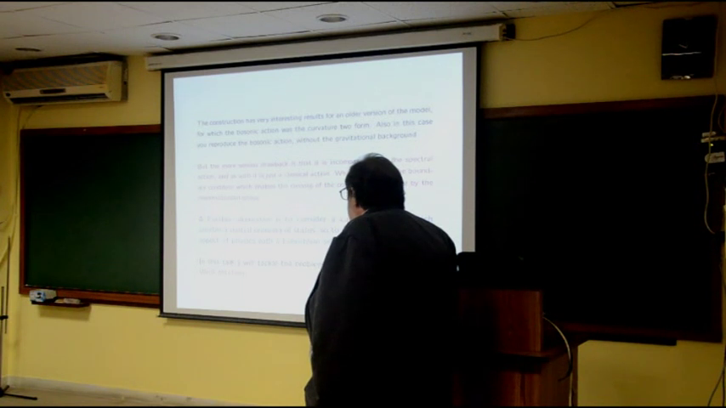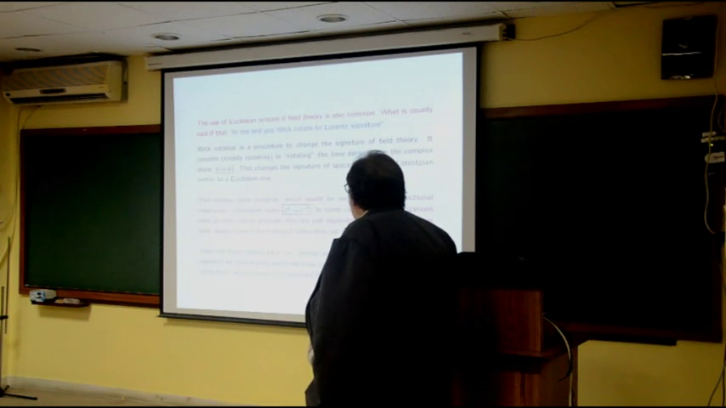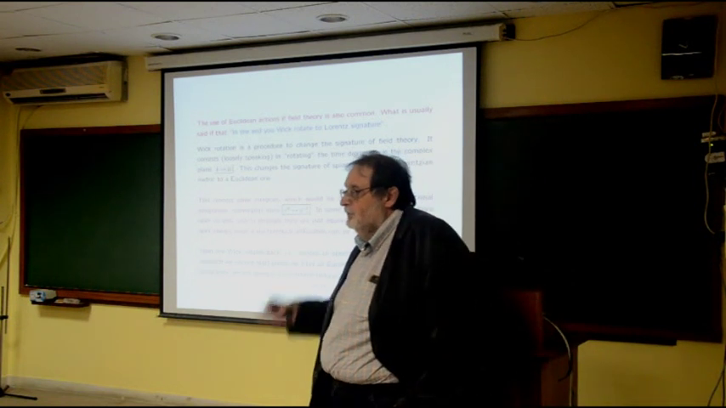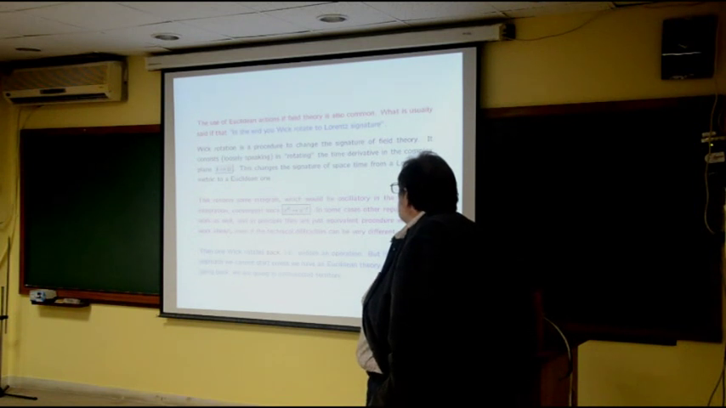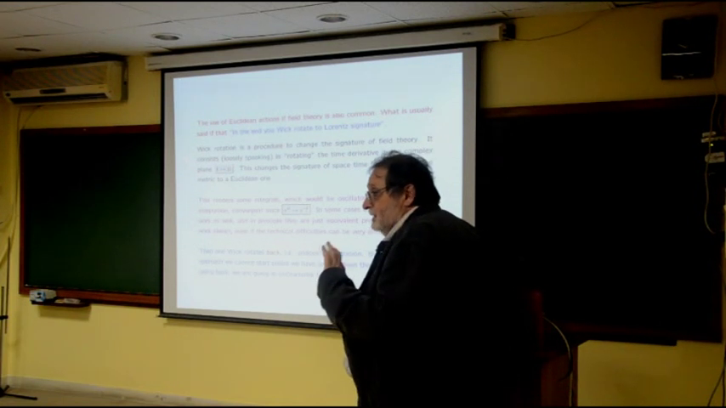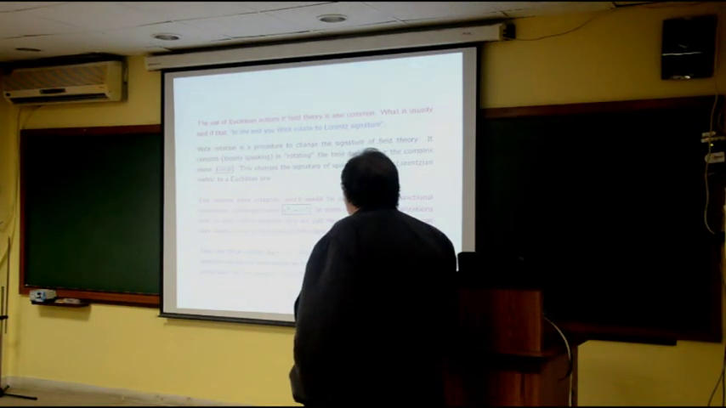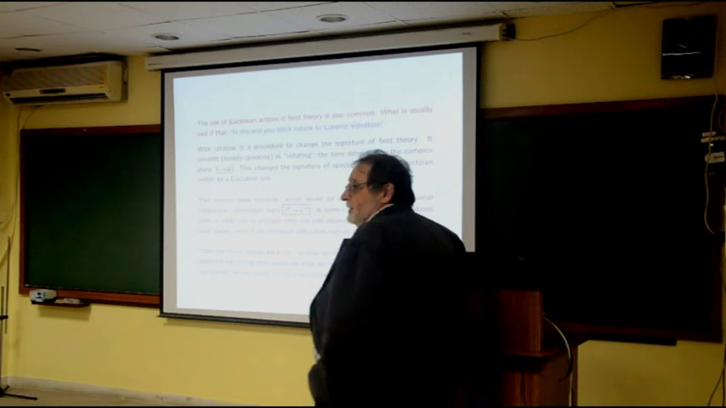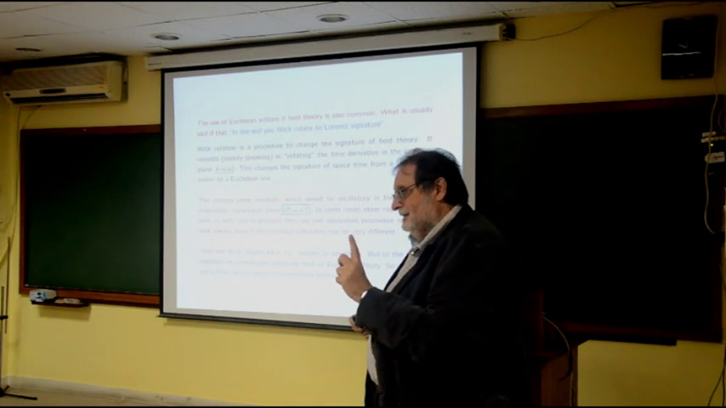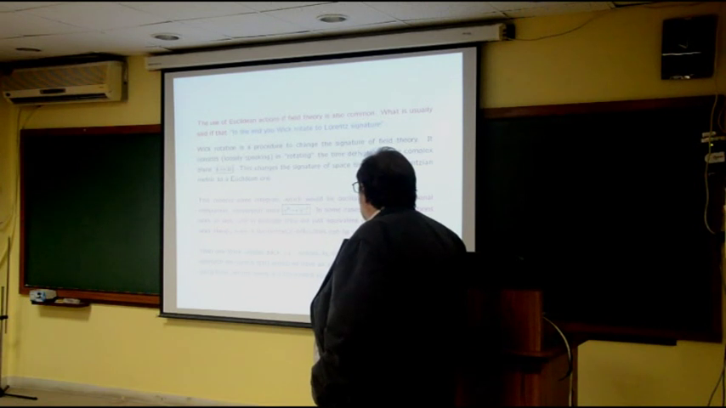So what I will do is what people do when they have a Euclidean theory, which is to Wick rotate. In general, Euclidean actions are used by physicists very often. 't Hooft used it for renormalization. So what one does is a Wick rotation, and the procedure is to change the signature of the field theory. Loosely speaking, and I will be less loose in a little while, you rotate the time derivative in the complex plane, or if you want, you take an analytic continuation and you go on the imaginary axis or anywhere in the upper plane, and this changes the signature of space-time from Lorentzian to the Euclidean one.